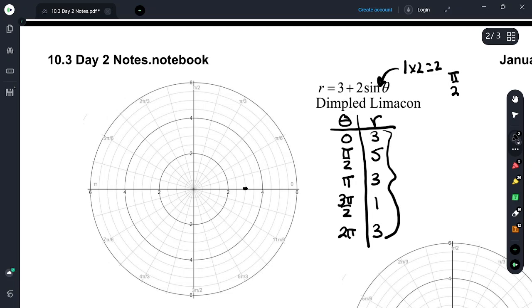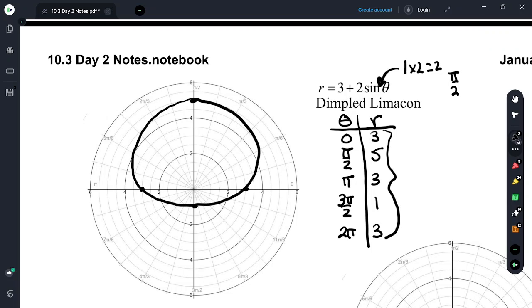So 0, 3. Pi over 2 is 5. Pi is 3. And 3 pi over 2 is 1. Right there. So this loops around like this, and then loops around like that. It's similar, I guess, to a circle, but it's dimpled. So we have to dimple it right here. Boom, dimple.